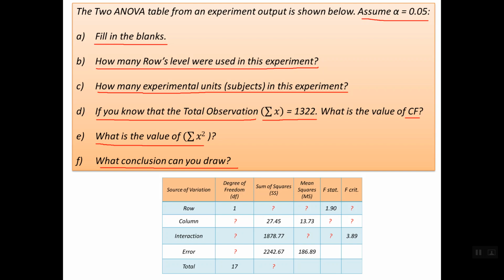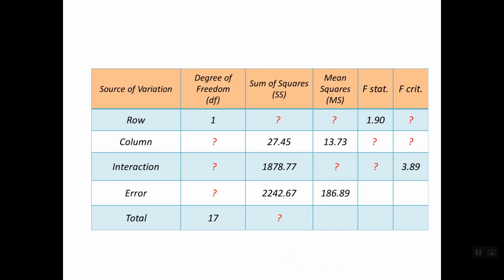So these are the questions we need to solve. But before starting the solution, let's understand the two-way ANOVA table. Regarding the two-way ANOVA table, we have the sources of variation: one for the first factor, which is called the row factor, and the other is the column factor, and we have an interaction between the two factors, and we have the error, and we have the total.